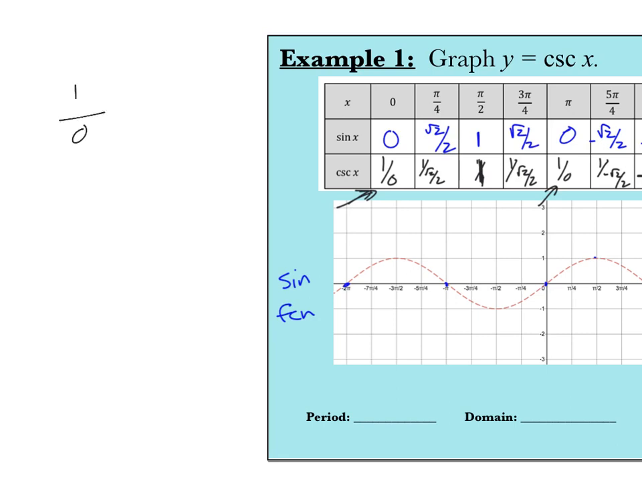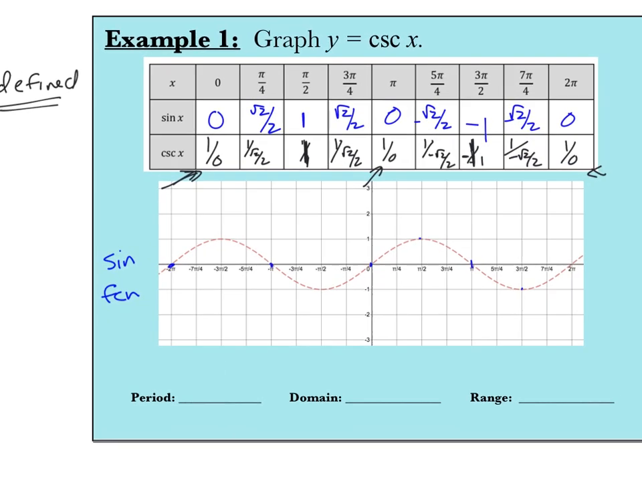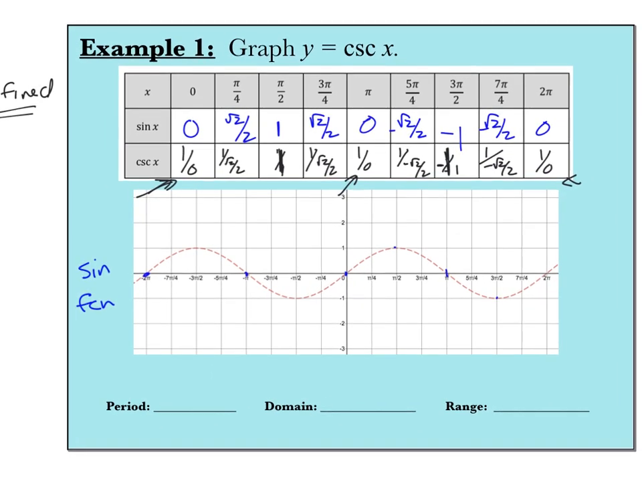So 1 over 0, that's one of those things that we call undefined. Okay, you probably heard that term before. It's trying to do a mathematical operation that's impossible. And dividing by 0 is one of those things that's mathematically impossible. Okay, so how do we show that graphically? So on the graph, all that happens is this.